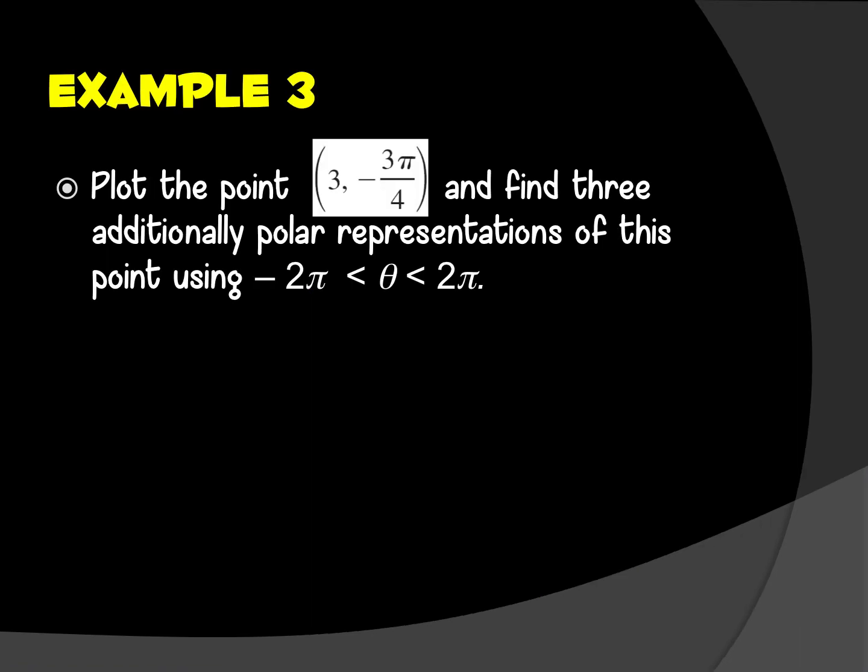Okay, so this one says plot the point 3, negative 3 pi over 4, and find 3 additional polar representations of this point using negative 2 pi to positive 2 pi, not including those 2. So now we've got our restriction. When you give the additional ones, you need to keep it in between here. So you start by graphing that. Go ahead and graph that point.